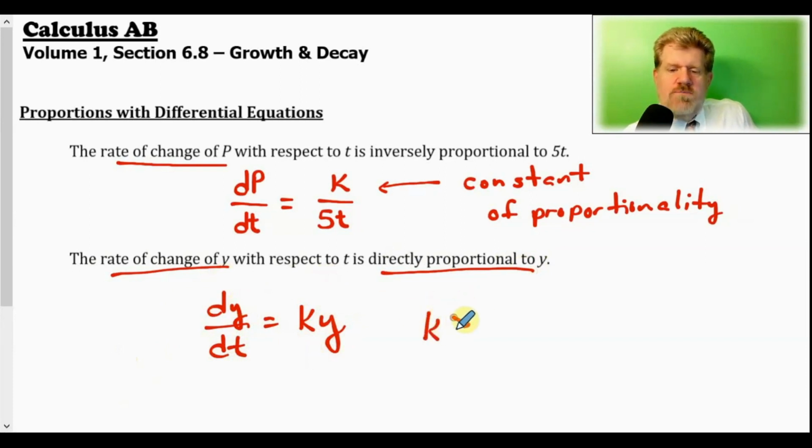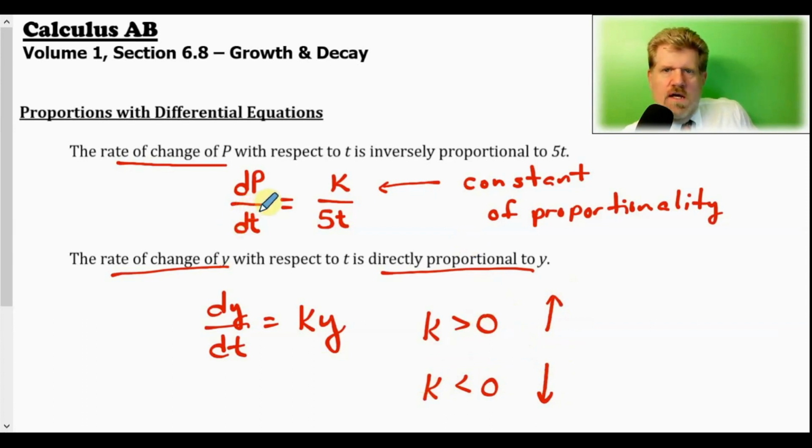So if k is positive, all the values will be going up, exponential growth. If k is negative, all the values are going down, exponential decay. And the case where k equals 0, it's not a part of the equation because if k equals 0, it's not growing or decaying, it's just a flat line. All right, that's the basics. Let's go on to the first example.